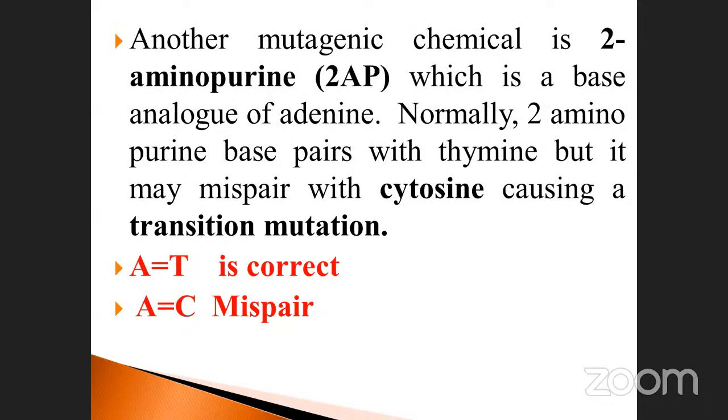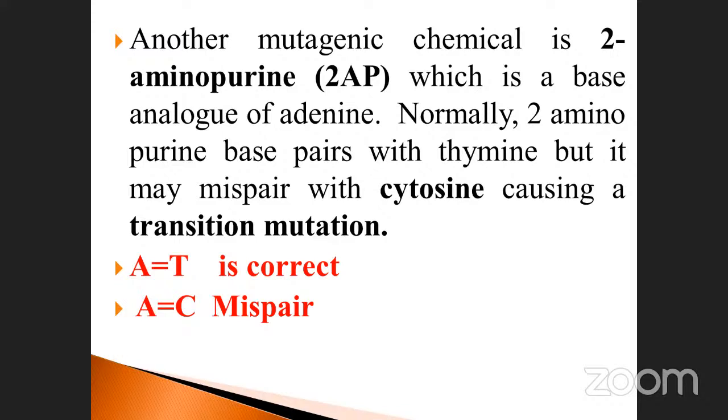Another mutagenic chemical is 2-aminopurine. The 2nd carbon atom, you must note it down. See that, it is a base analog of adenine. Normally 2-aminopurine base pairs with thymine, but it may mispair with cytosine, causing a transition mutation.